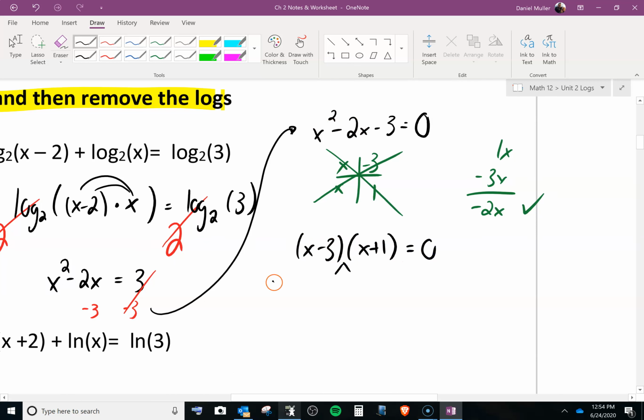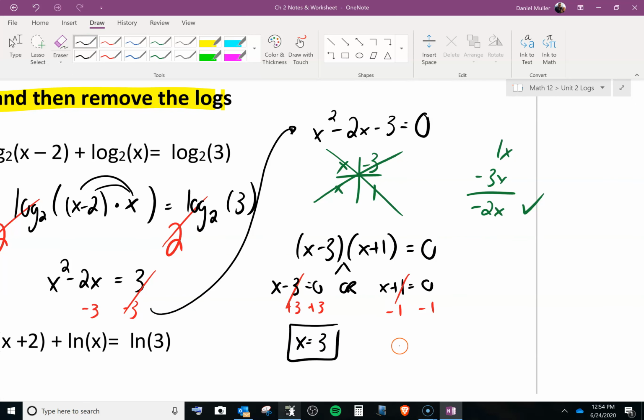So then I have two things to solve. I have x minus 3 is equal to 0, or I have an x plus 1 equals 0. And those are really easy questions to solve. I can bring the 3 over. So I get x equals 3. And I can minus the 1 over. So x equals negative 1. So those are my two answers.